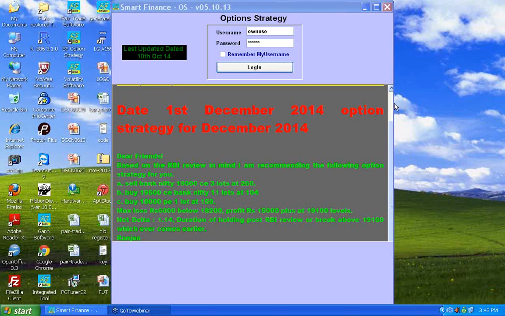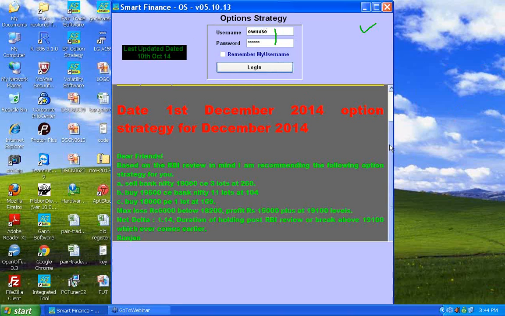In this presentation, I am going to show you what our option strategy software looks like. Once you open the software, it will have a login panel. By clicking here, you are able to log in.